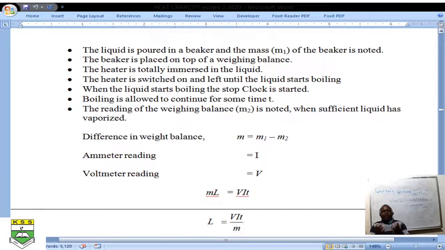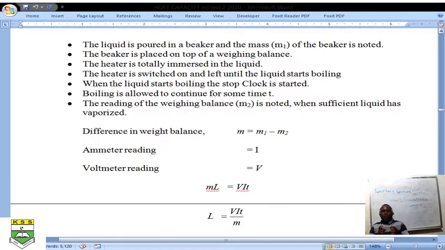Why? We are starting the stop clock so that we can determine the time for which this boiling takes place. When boiling begins, that means that the liquid has started changing from the liquid state to the vapor state. So our interest is determining that time t that it will take to form some amount of vapor.